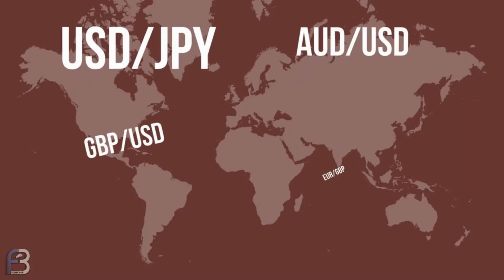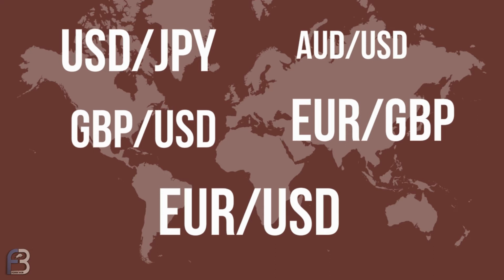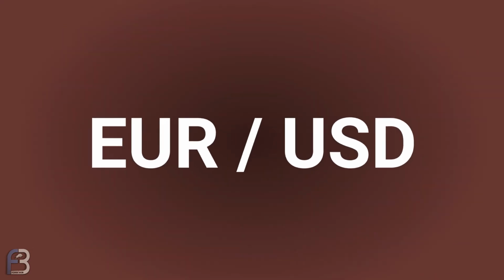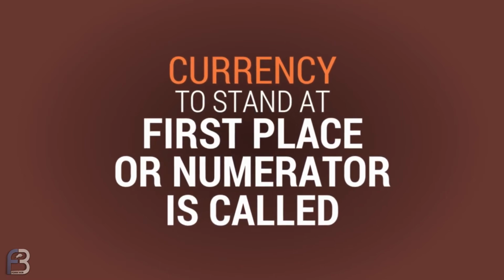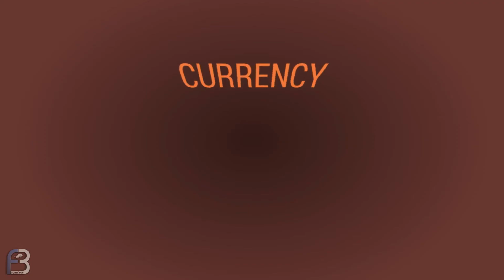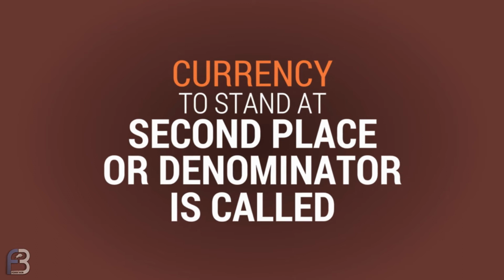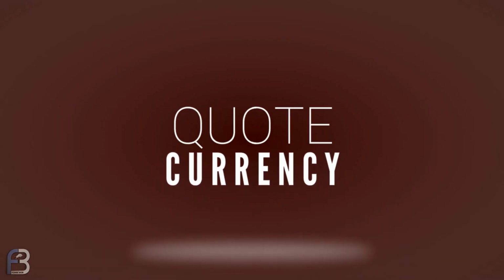Let's start. As you know, Forex transactions always take place between two currencies, and every currency pair in the world is formed by the involvement of any two currencies. For example, in Euro-USD, the currency standing in first place, or numerator, is called the base currency in a currency pair. And the currency standing in second place, or denominator, is called the quote currency in a currency pair.